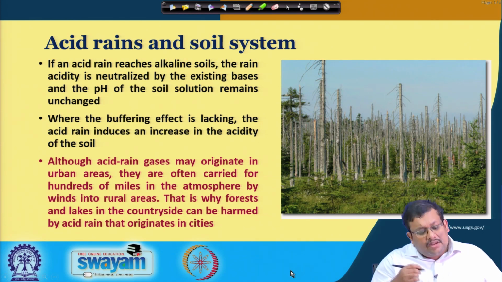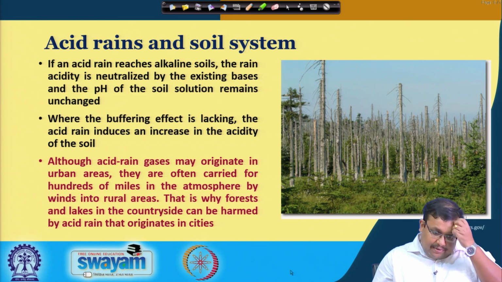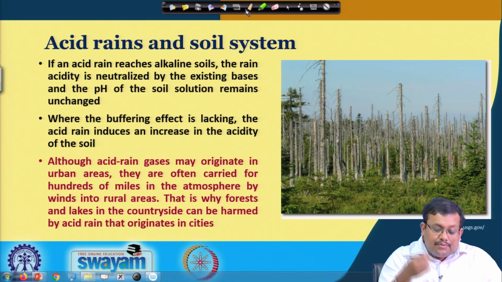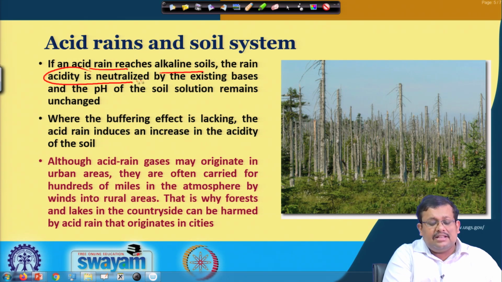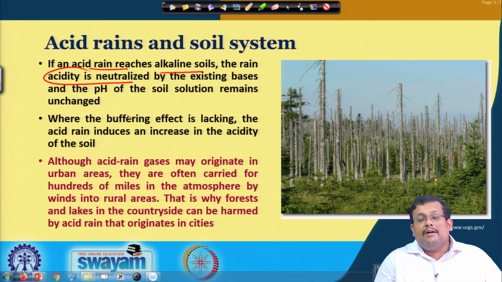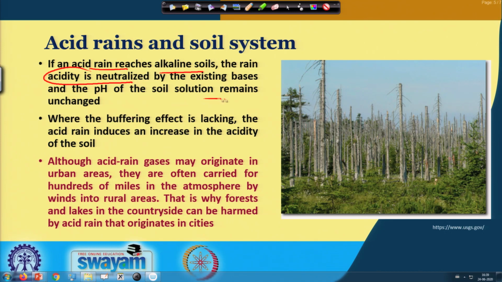Now, if acid rain reaches alkaline soils, the rain acidity is neutralized by the existing bases and the pH of the soil solution remains unchanged. To simplify this, when the acid rain, which is acidic in nature, reaches the alkaline soil, the rain acidity is neutralized because of the presence of the bases in the alkaline soil, and the pH of the soil solution remains unchanged. So, there is basically neutralization.